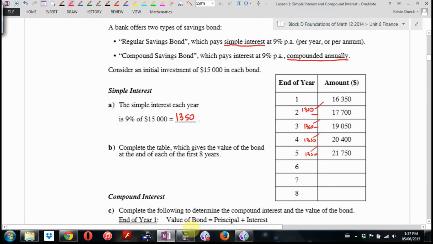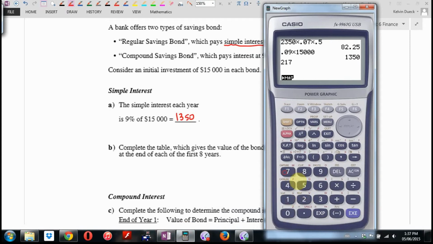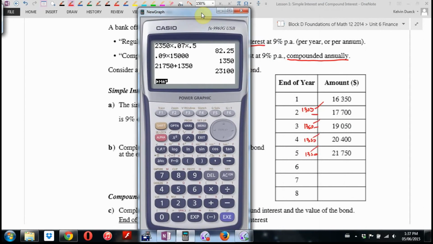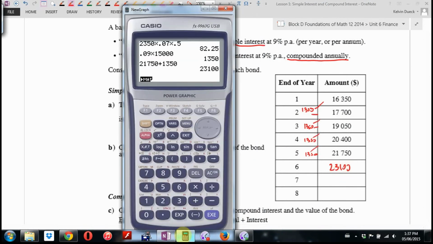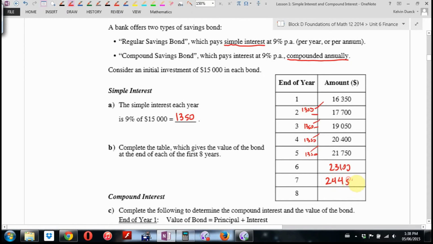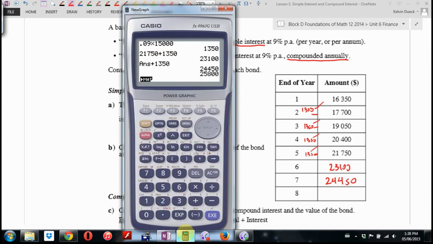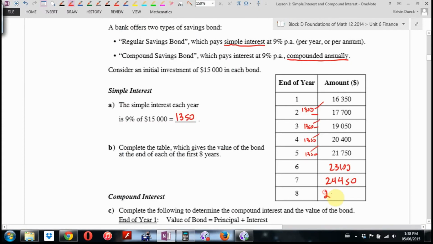In other words, the one that comes after 21,750 is that 23,100. If I'm really clever, now what I'll do is this. Answer button plus 1350. 24,450. Answer button plus 1350. 25,800 is the final value of the bond after 8 years.